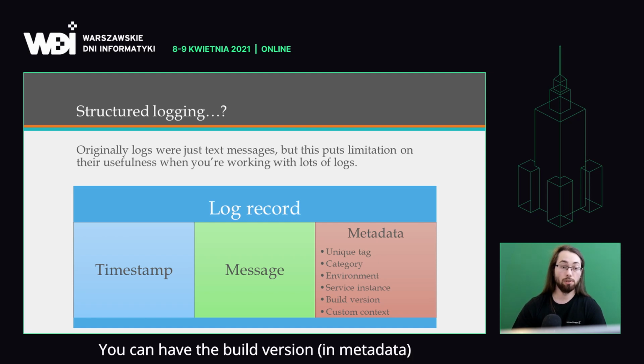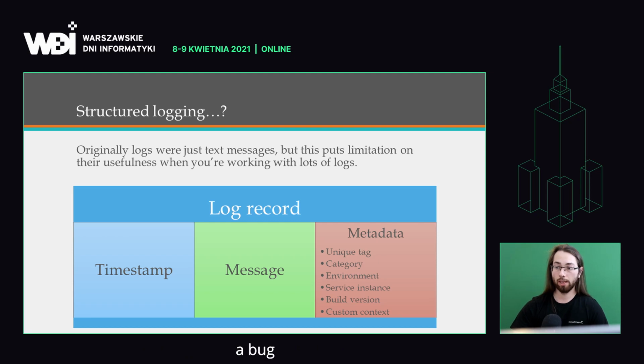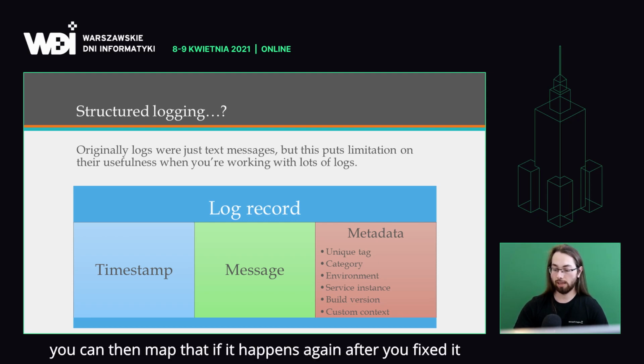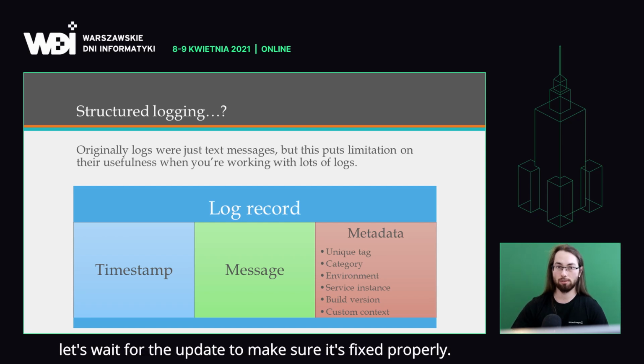You can have the build version, right? Which, if you're running, for example, rolling updates on your services, you can then know when the update happens. And if you fixed an error, a bug, you can then map that, okay, if it happens again after you fixed it, can I validate, yeah, it's still the old version running it. Let's wait for the update to make sure it's fixed properly.